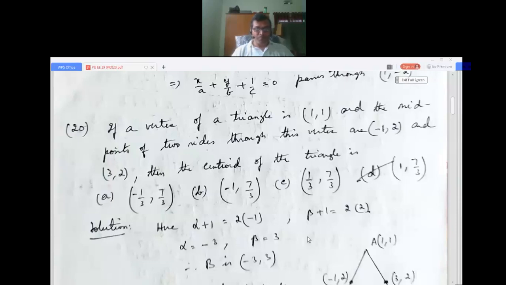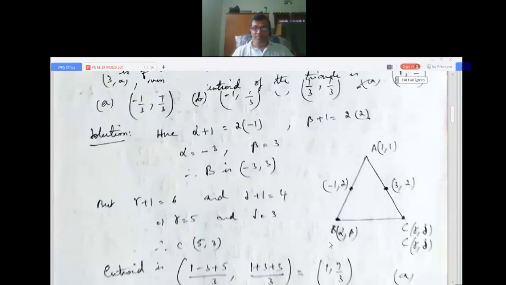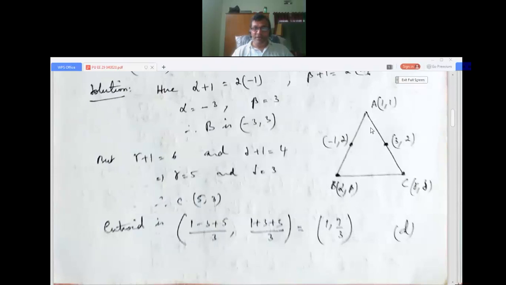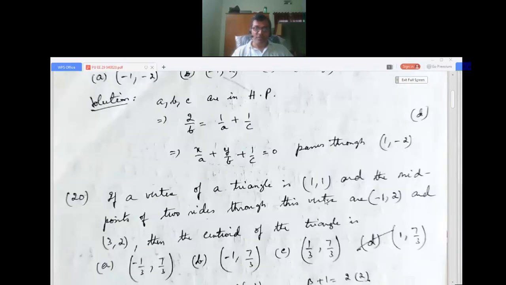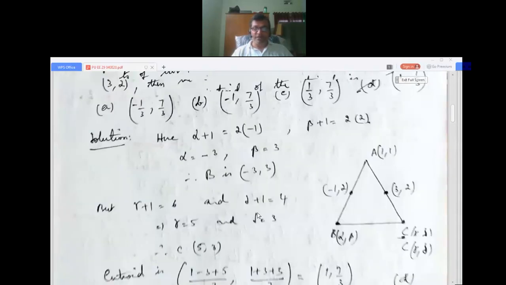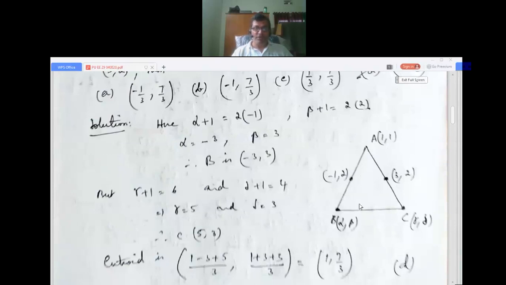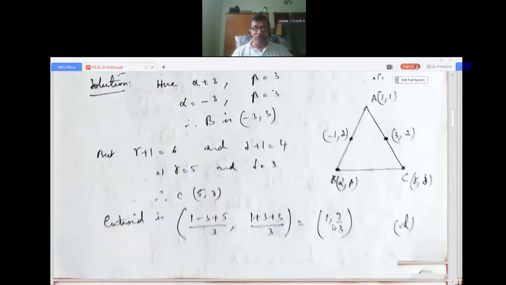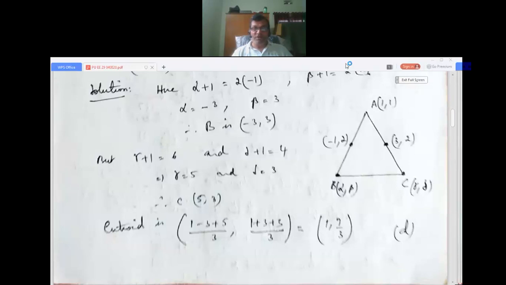Now you can see here, 1 comma 1 is there, and the straight lines passing through that point have midpoints given as minus 1 comma 2 and 3 comma 2. Then we find the centroid of the triangle. We take the other two vertices as B alpha comma beta and C gamma comma delta.